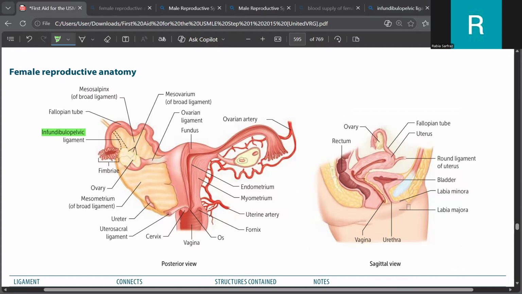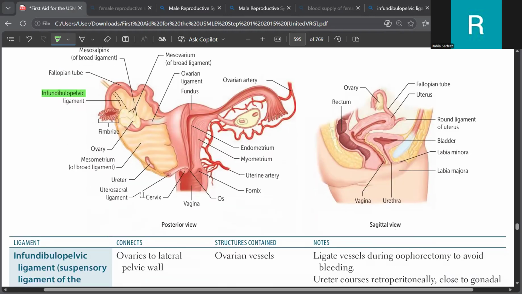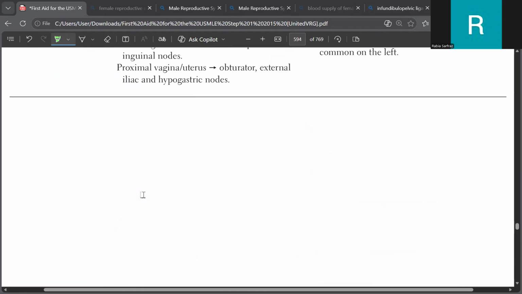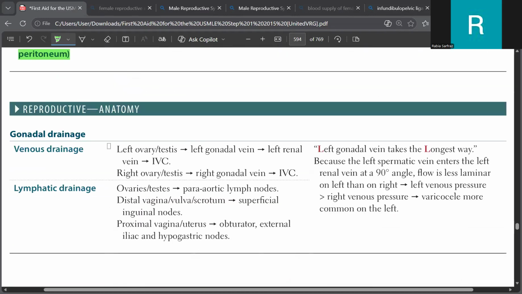The bladder, of course, labia minora, labia majora. This is the urethra connecting the bladder to the outside, and this is the vagina, and then the opening of vagina with the uterus. All right, so going towards the drainage, the venous drainage and the lymphatic drainage.